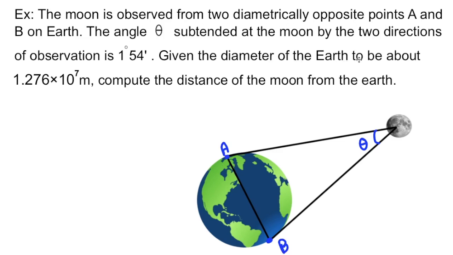Given the diameter of Earth to be about 1.276 into 10 to the power 7 meter. So the diameter of Earth is given to us. Now we need to compute the distance of the moon from the earth. If the diameter is considered as small d, we need to find out big D.